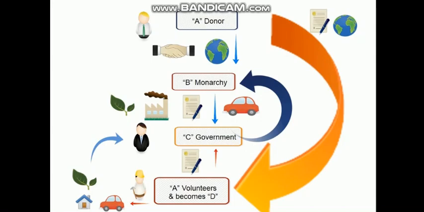The government must return the things to B, the monarchy, to be exempted and returned to A as donor. When D returns and becomes A, he is now in the capacity in law as the donor. Only now can B, the donee, return the things in trust to A by an act of law.